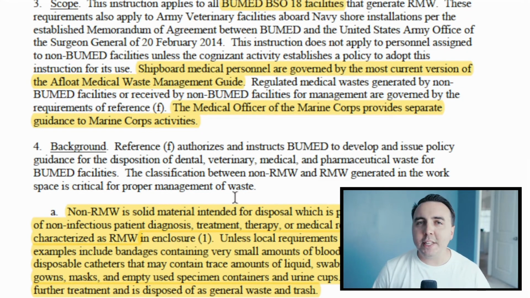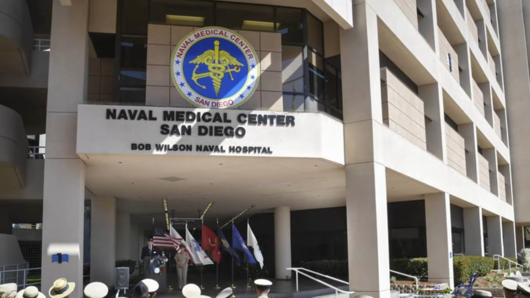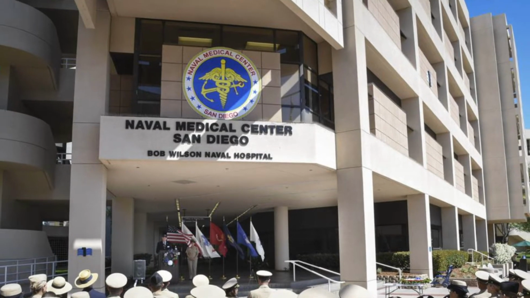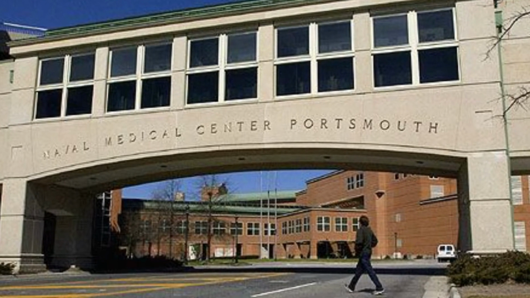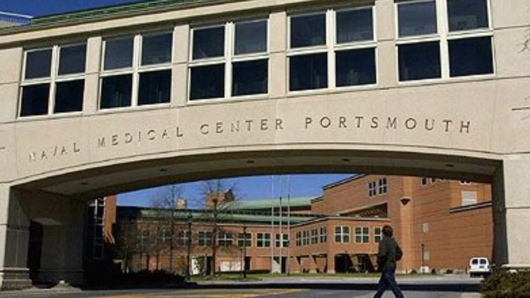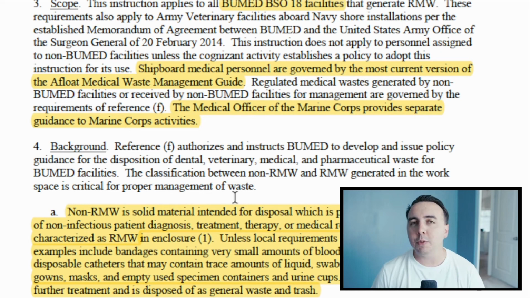Now, a lot of you guys read these instructions and have no idea what they're even stating, essentially, because you're like, what is a BUMED BSO 18 facility? If you've ever been stationed over at a medical hospital, an MTF, military treatment facility, that is a BSO 18 facility. Now, if you are stationed with the Marines or something like that, that is an entirely different entity that would cover in their own guidance, but this is specifically for if you're at a clinic or hospital or a medical center or something like that.